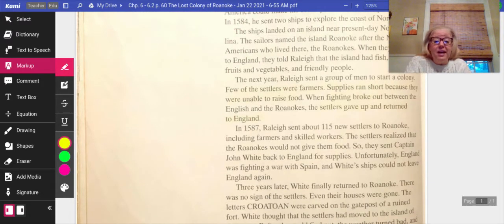In 1587, Sir Walter Raleigh sent about 115 new settlers to Roanoke, including farmers and skilled workers. The settlers realized that the Roanokes would not give them food. So they sent Captain John White back to England for supplies. Unfortunately, England was fighting a war with Spain and White's ships could not leave England again. So John White goes back to England thinking, oh, I'll just go and load up with some supplies and I'll come back and everything will be fine. Well, England was at war with Spain, so he kind of got caught up over there, and unfortunately, he was not able to return to Roanoke with the supplies that he had promised.